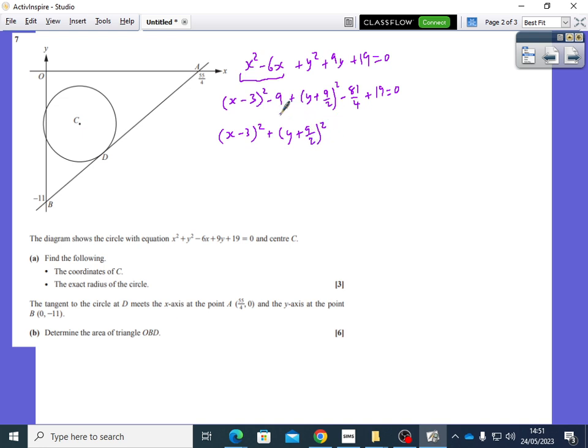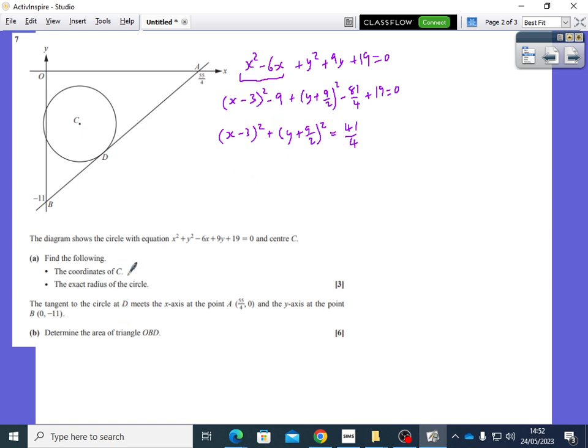And now I'm going to just get my calculator and calculate these fractions. There we go. So I'm just doing minus 9 minus 81 over 4, and then it's plus 19. And I'm going to get minus 41 over 4, which I'm going to throw on the other side, which is going to become a plus 41 over 4, and that represents my radius squared, and over here is my center.